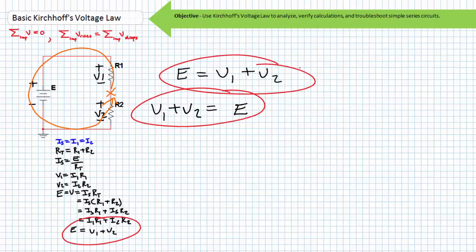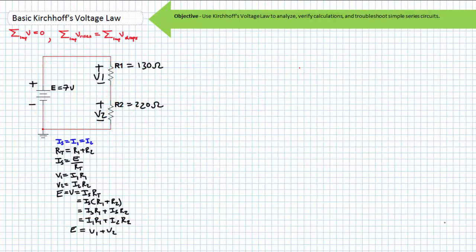Understanding the sum of rises equals the sum of drops, we can use this understanding in two manners. Number one, we can check our Ohm's law calculations. Number two, and this is where it gets especially interesting, we don't have to do Ohm's law calculations. Allow me to demonstrate. Consider the same two resistor series network where the supply is 7 volts. Resistor 1 is 130 ohms and resistor 2 is 220 ohms.